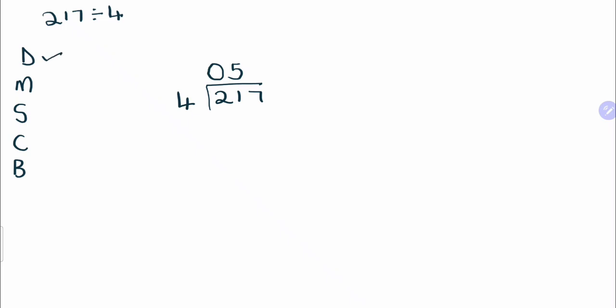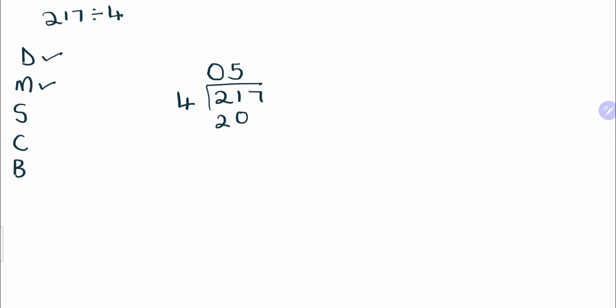We are done dividing. Now we need to multiply. What exactly are we multiplying? 5 times 4. 5 times 4 will give us 20. We write it down here. Now that we're done multiplying, our next step is to subtract. 21 minus 20. Now keep in mind, we're not going to say 217 minus 20. It's 21 because we divided 21 and not 217.